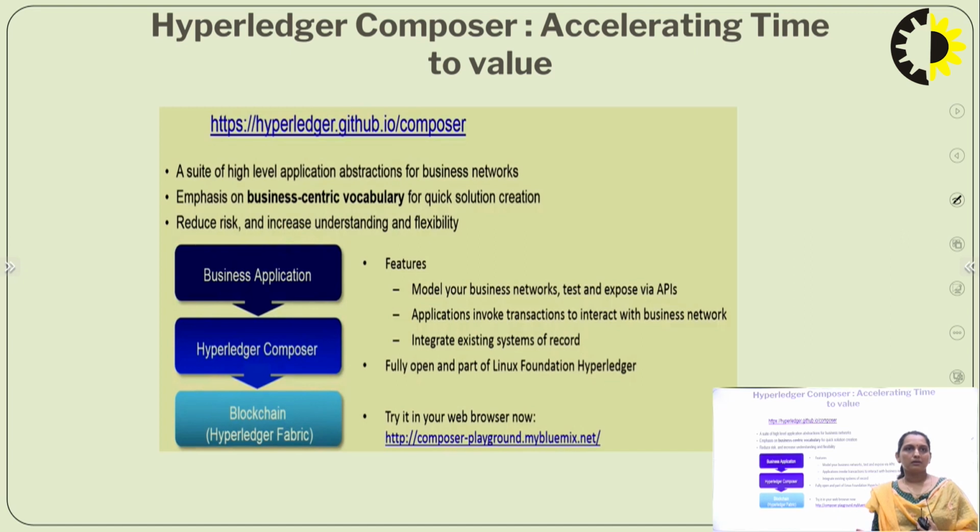What is Hyperledger Fabric Composer? It is a suite in which we have a business application, a composer, and a blockchain, which is Hyperledger Fabric. We have a middleware, Hyperledger Composer, which is a suite of high-level application abstractions for a business network. So we have a business network of any company, and we have Hyperledger. In the middle, we have Hyperledger Composer.